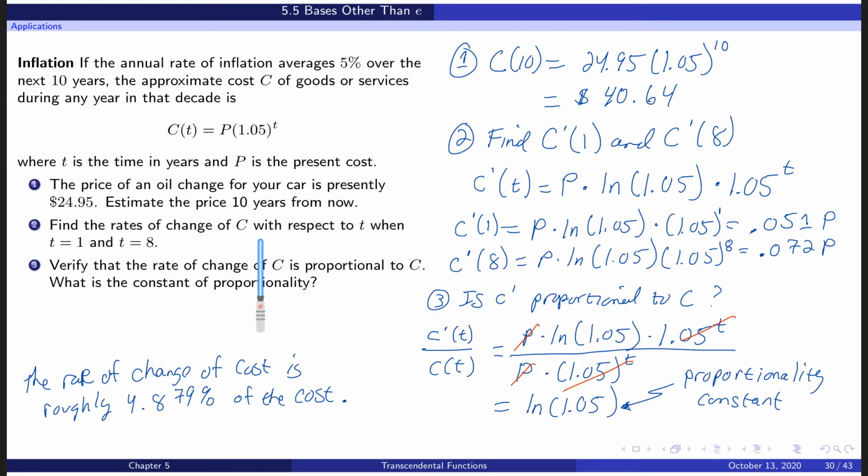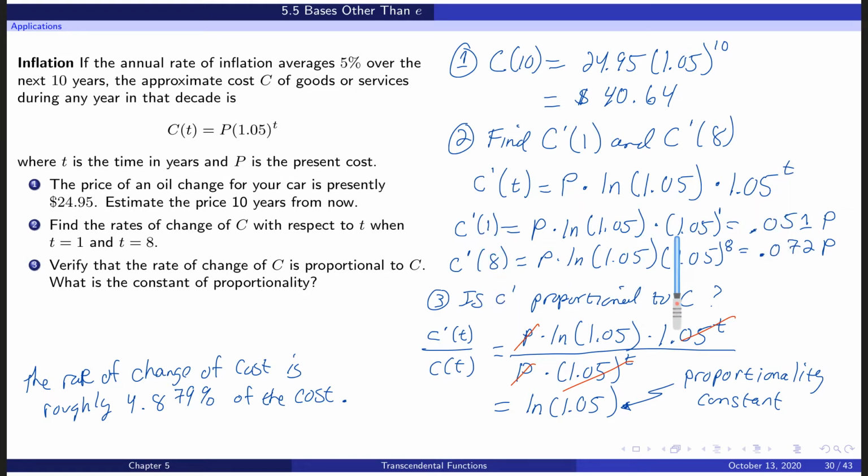Find the rate of change for C with respect to t when t equals 1 and t equals 8. What's the derivative? P is a constant. So when I go to take the derivative of this, P is a constant, it doesn't matter. This base is not e, so I'm going to remember that the derivative of this exponential function is 1.05 to the t times the natural log of 1.05. So the derivative is right here: constant times natural log of 1.05 times the original exponential statement, 1.05 to the t.